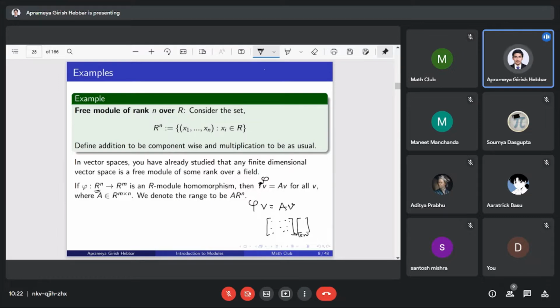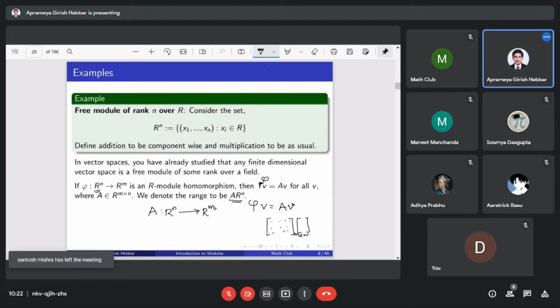So every R module homomorphism between two free modules of rank n can be taken to be matrix multiplication. If A denotes this R module homomorphism, we denote the range as A R^n. I hope this is clear.